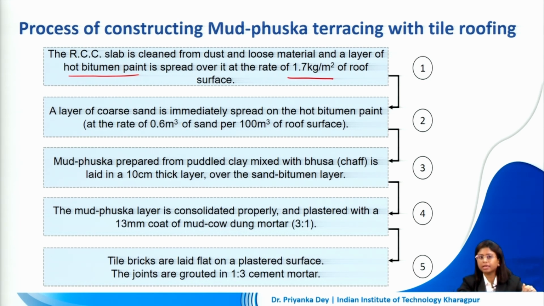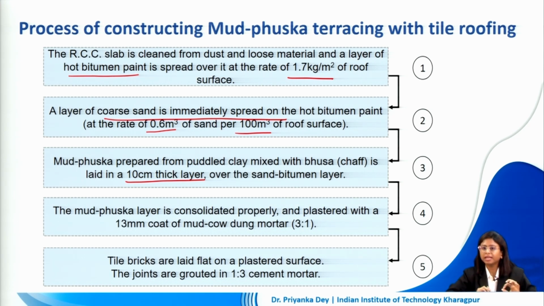After this, in the second step, we have a layer of coarse sand which is immediately spread on the hot bitumen paint. So, before the paint of hot bitumen dries up, we provide a coarse sand layer on top of it at the rate of 0.6 meter cube of sand per 100 square meter of the roofing material. Now, the mud fushka, which is prepared from puddled clay mixed with bhusa or chaff, is laid in a 10 centimeter thick layer over this sand bitumen layer that we have created in the first 2 steps.